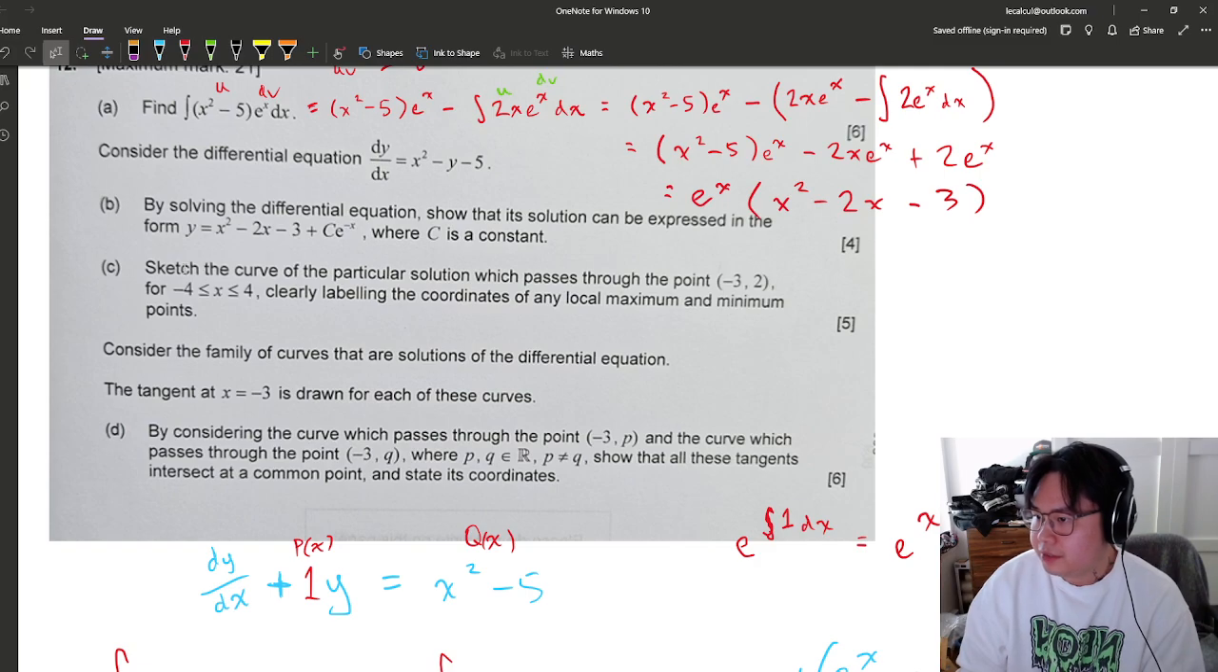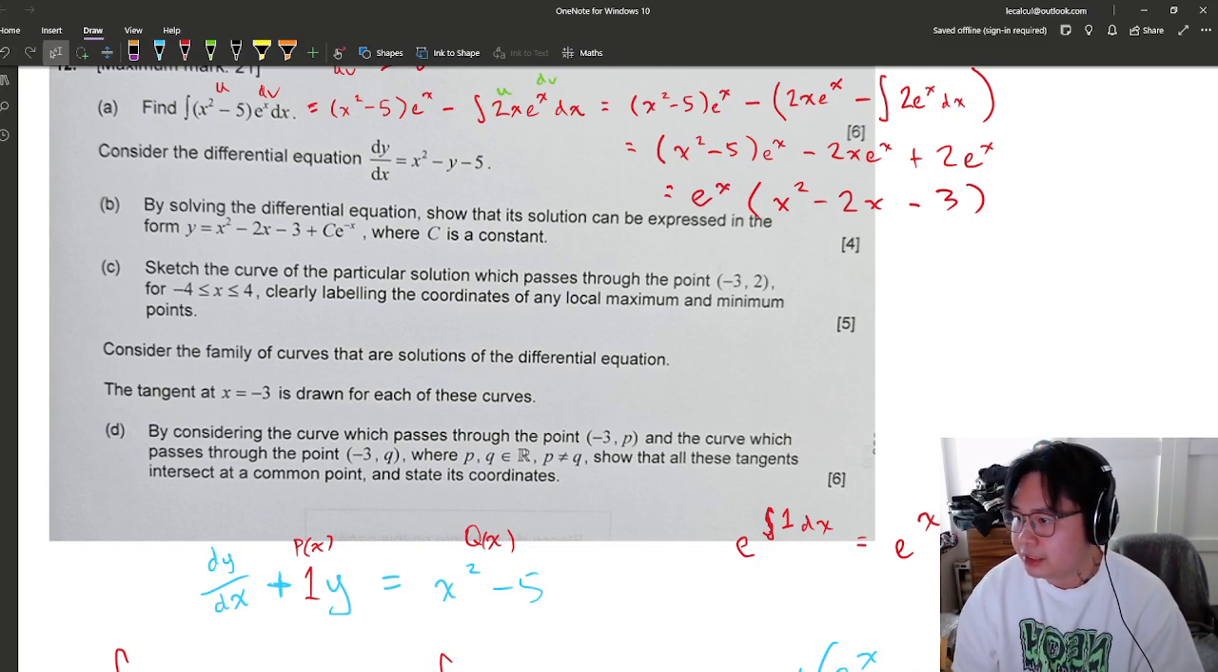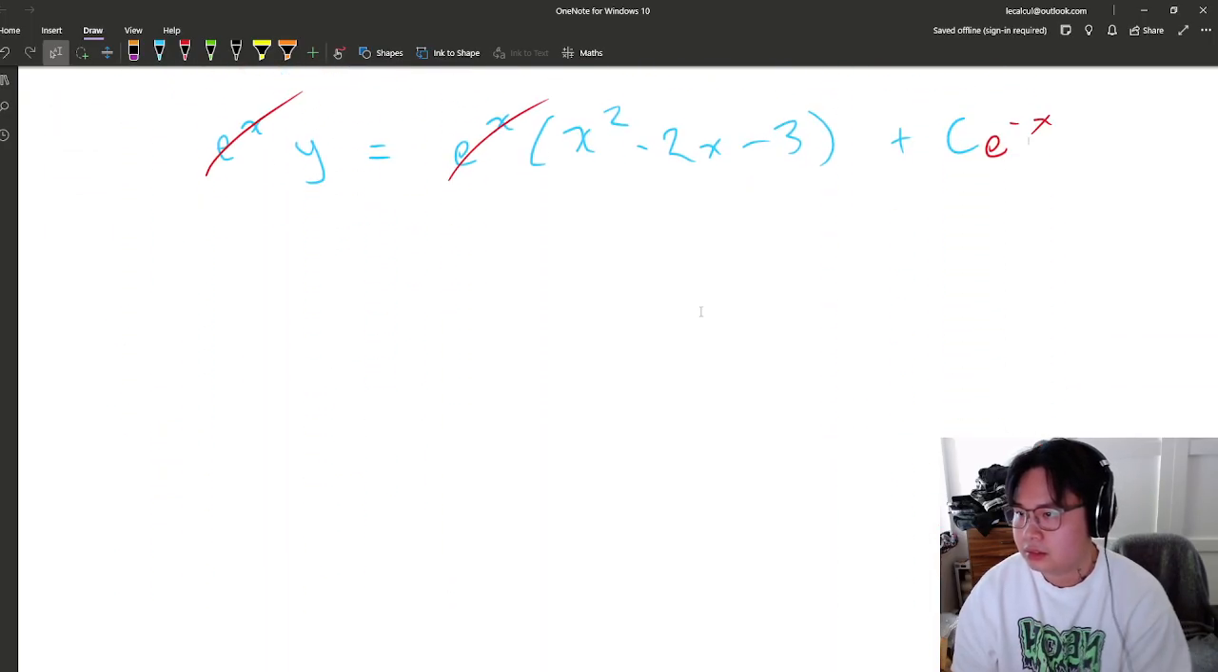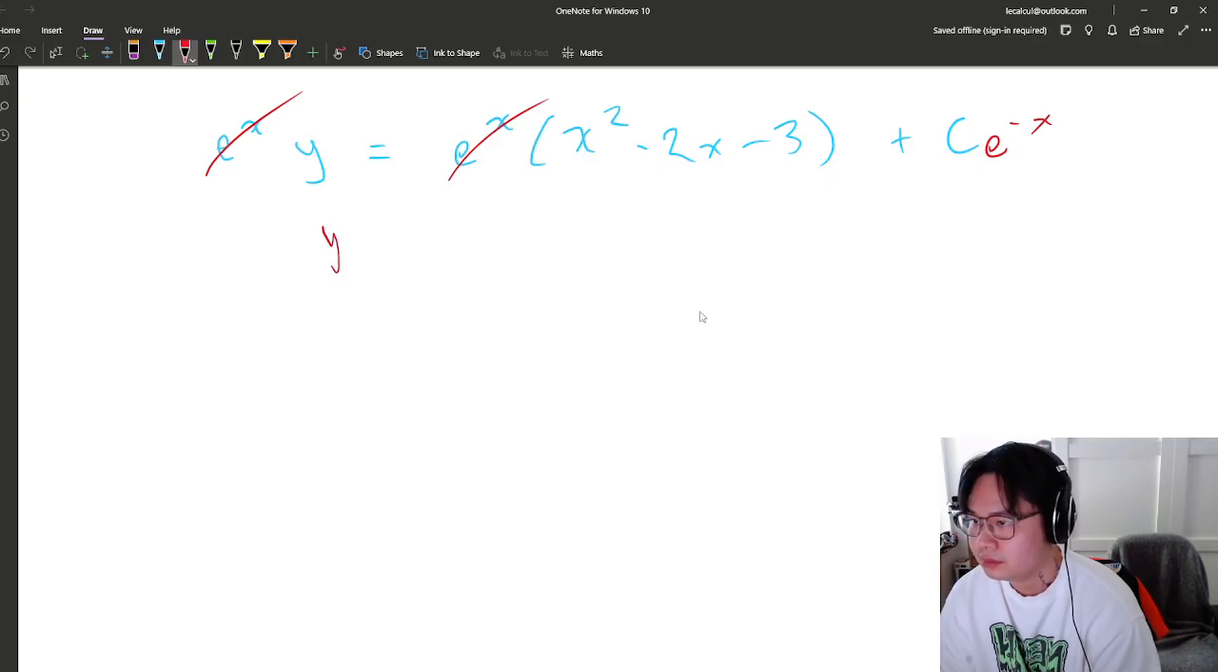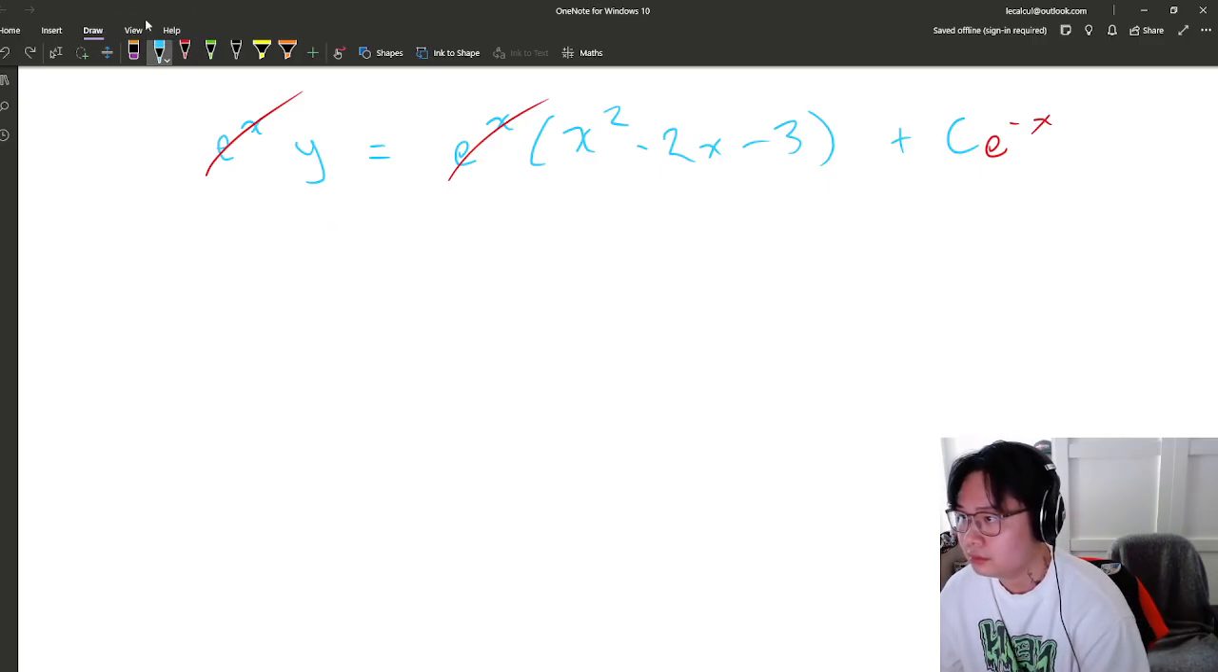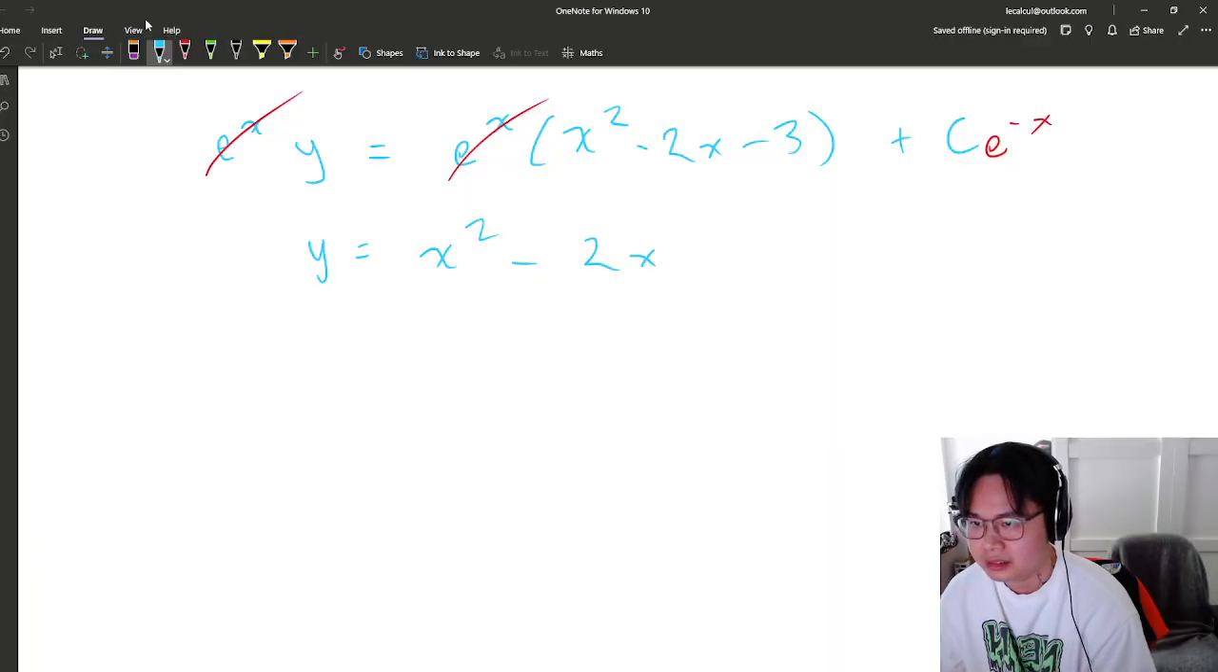Sketch the curve of a particular solution that passes through this point for x from negative 4 to 4, clearly labeling coordinates of any local maximum or minimum. Okay, let me write this without all the messiness.